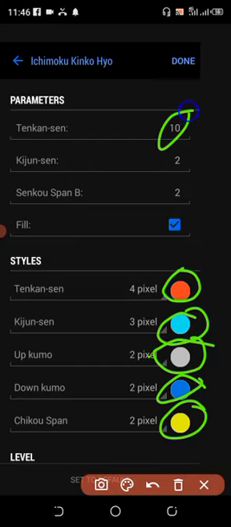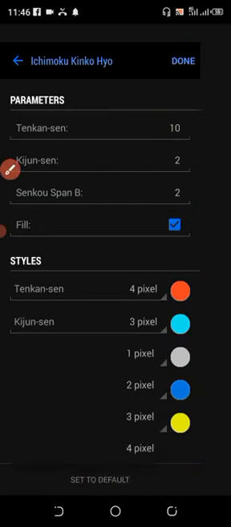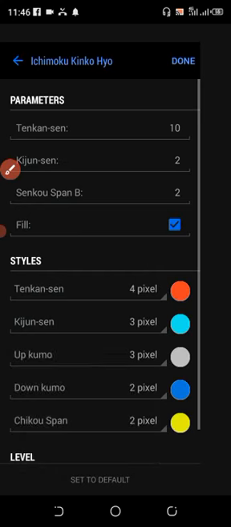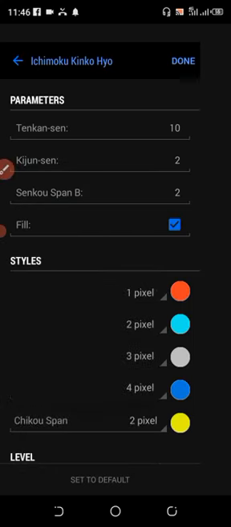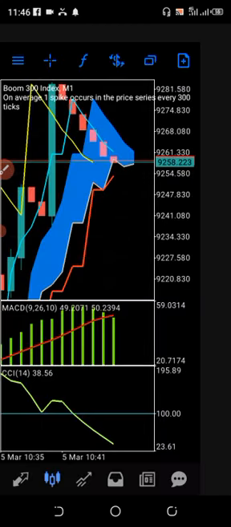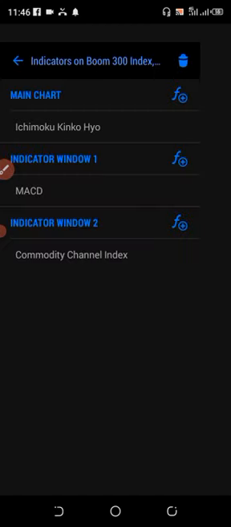And remember, 10-2-2. Okay, 10-2-2. All right, now the indicator window, that Ichimoku is on the main chart.